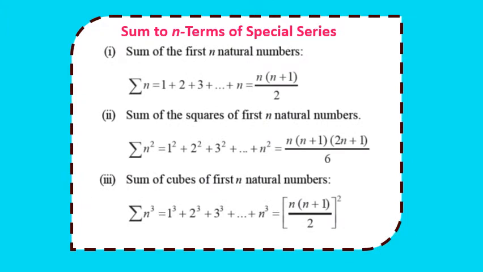So, sum to n terms of some special series. The first is the sum of the first n natural numbers, sigma n equals 1 plus 2 plus 3 up to n, where n is some natural number. This is given by n into n plus 1 upon 2.